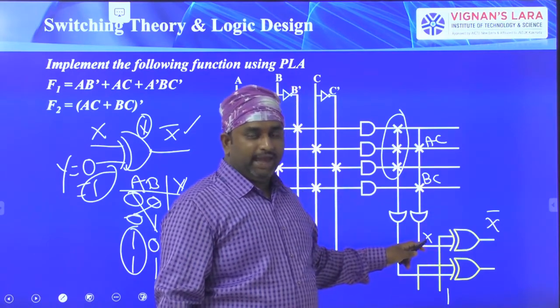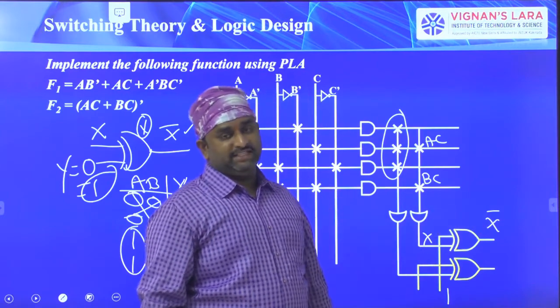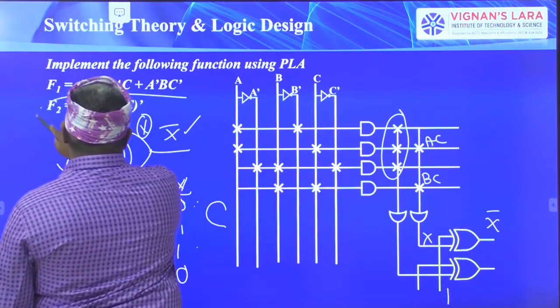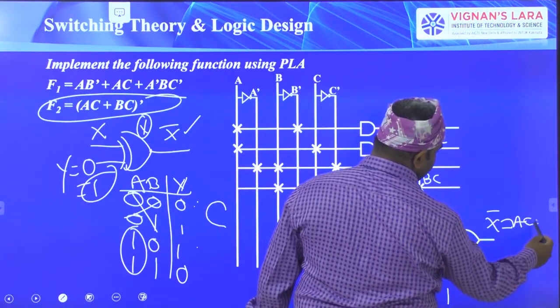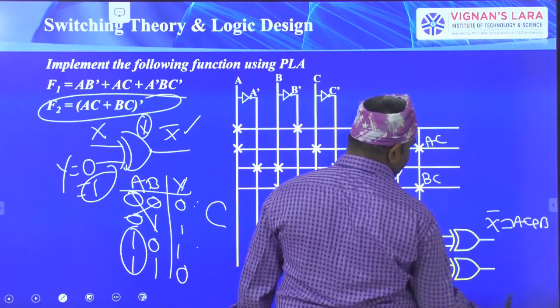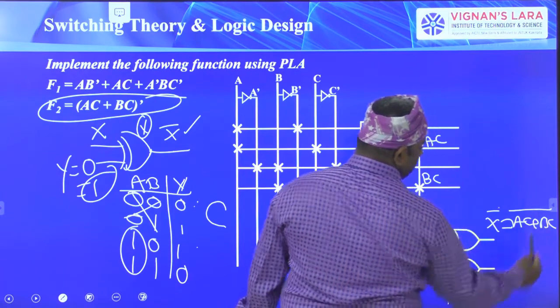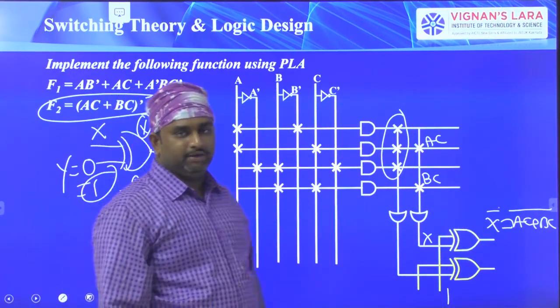Here, if you kept X is equal to AC plus BC, then X bar is equal to AC plus BC whole bar. So finally, what we required here is AC plus BC whole bar. Now here X bar is equal to AC plus BC whole bar. So this is the way how to implement the operation.